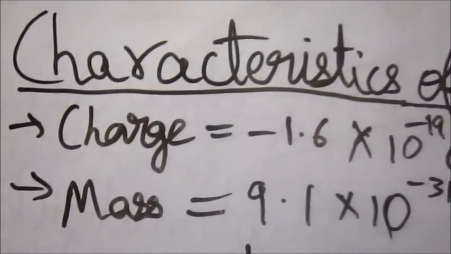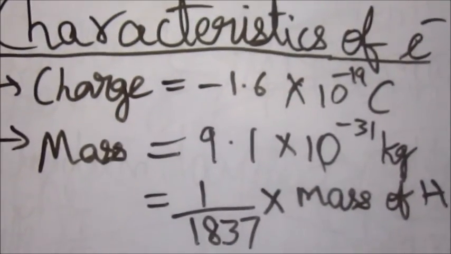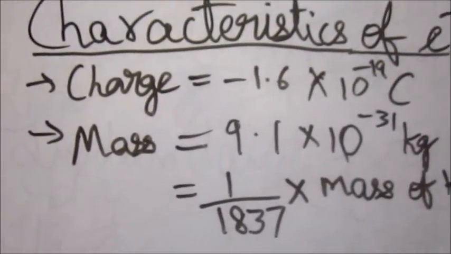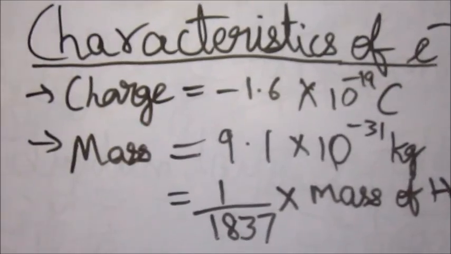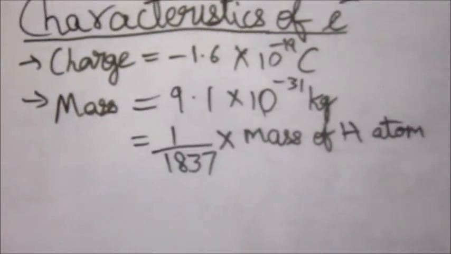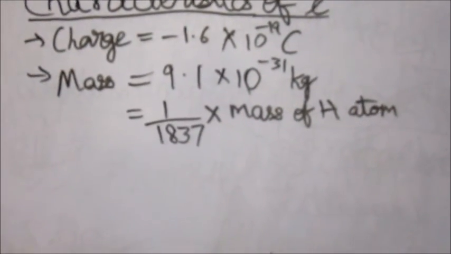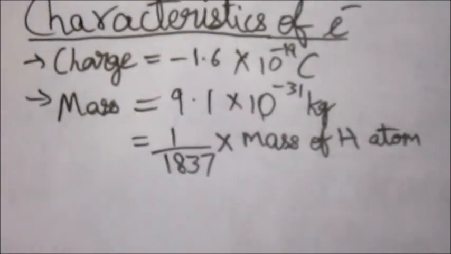Now let us talk about the characteristics of electrons. The charge on one electron equals minus 1.6 into 10 power minus 19 coulombs. The mass of one electron equals 9.1 into 10 power minus 31 kg, which equals 1 by 1837 times the mass of one hydrogen atom.